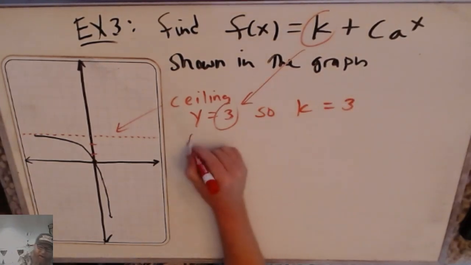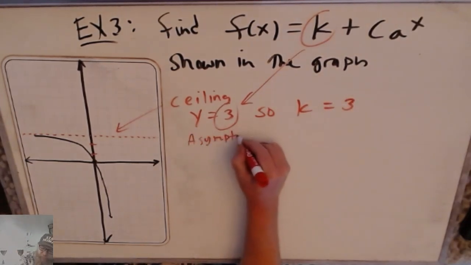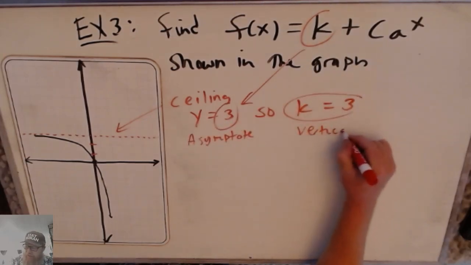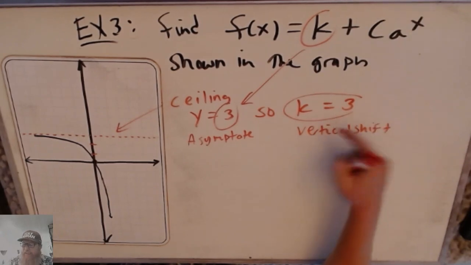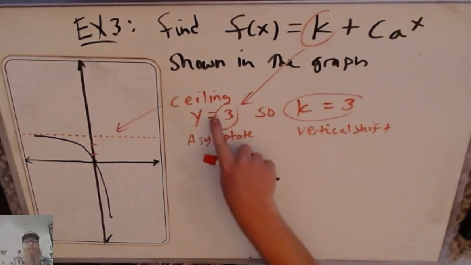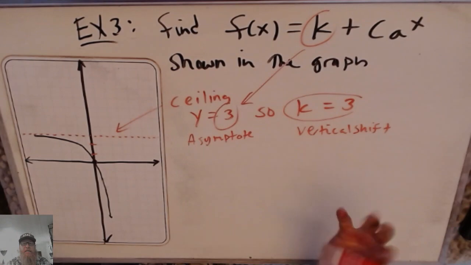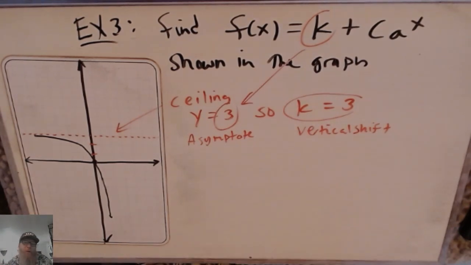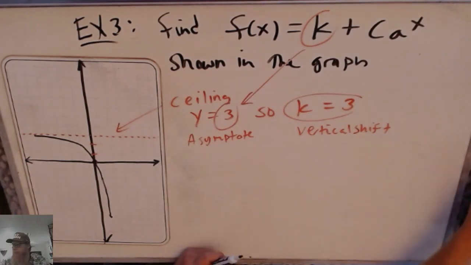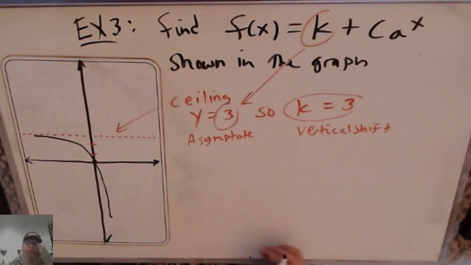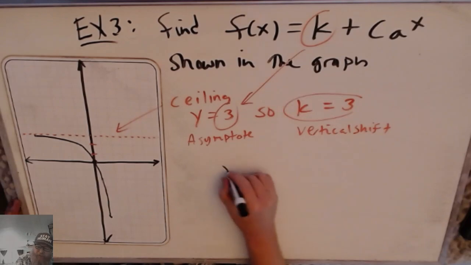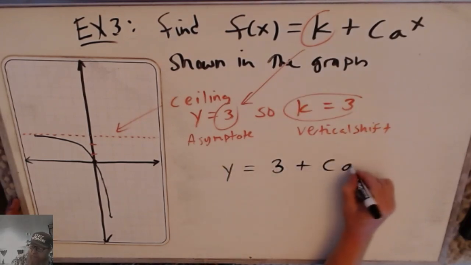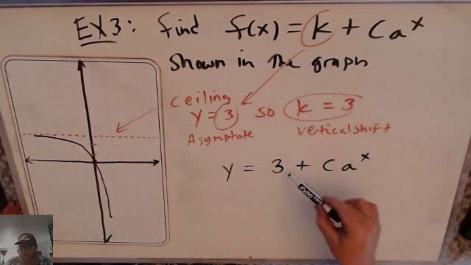Okay. The asymptote is y = 3. The vertical shift is k = 3. Tomato, tomato. They mean exactly the same thing. That's the easiest part of the whole problem, is finding the k. It's the only part of the problem you're going to get for free. The rest of it you have to solve for. So you got y = 3 plus c a to the x, because you already know that k is 3.